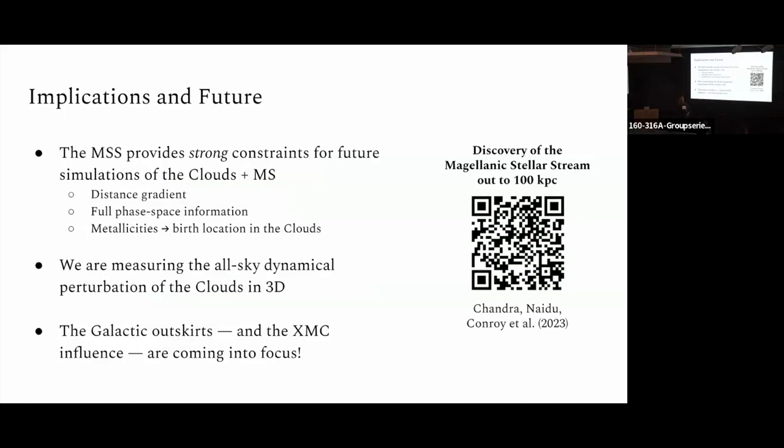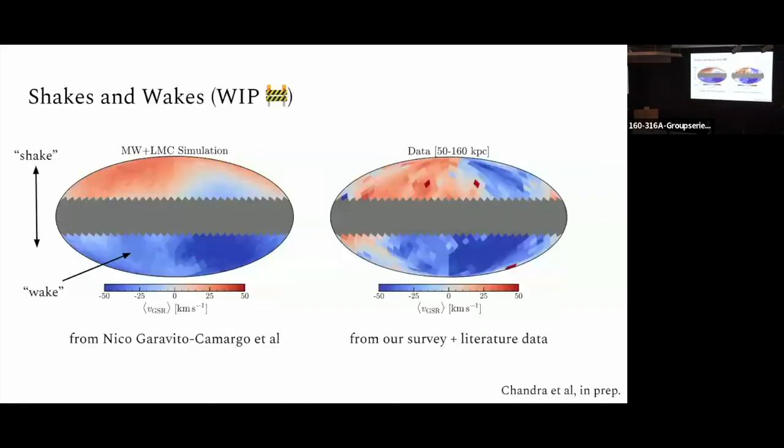Thanks so much, Vedant. I'm just curious about your last slide. I know you said it's work in progress. What fraction of the stars in that right panel are Sagittarius, and are any of them Sagittarius?